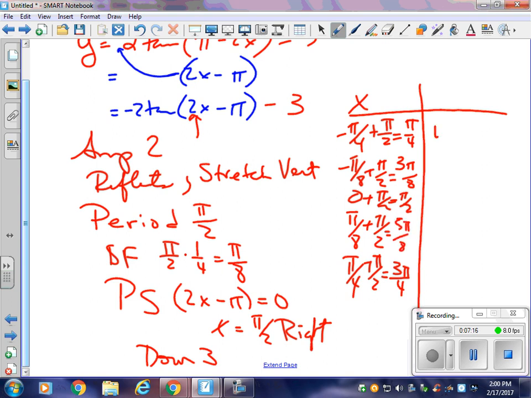Now over here we're supposed to put undefined, -1, 0, 1, undefined. We are multiplying that by -2 and taking away 3.